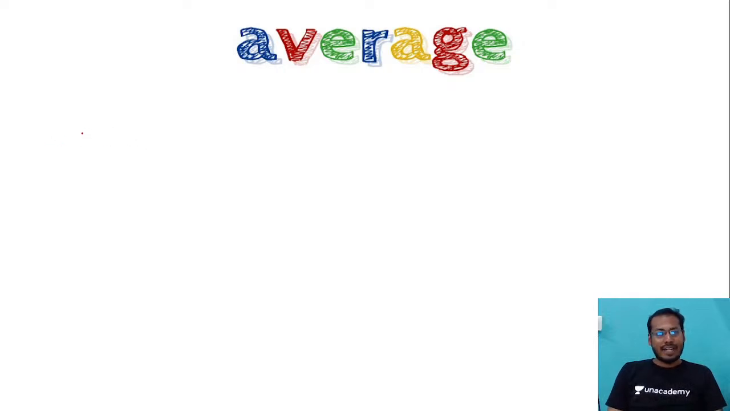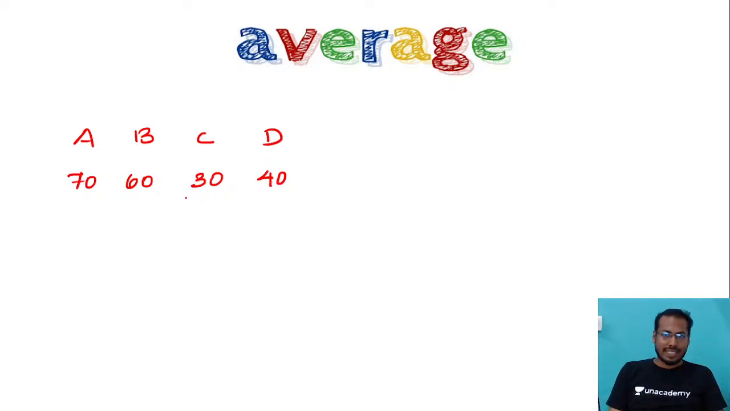Listen, if there are 4 persons, let's take A, B, C, D. 4 பேர் இருக்காங்க. So 4 persons had 4 different amounts. A had 70 rupees, B had 60 rupees, C had 30 rupees and D had 40 rupees. If I ask the question, what is the average of these 4 persons? The 4 பேத்தோட average என்ன அப்படினு கேட்டா நம்ம என்ன பண்ணுவோம்? Sum of all the elements by total number of elements. So average is equal to sum is 200. 200 divided by 4 is 50. So 50 is the average value.